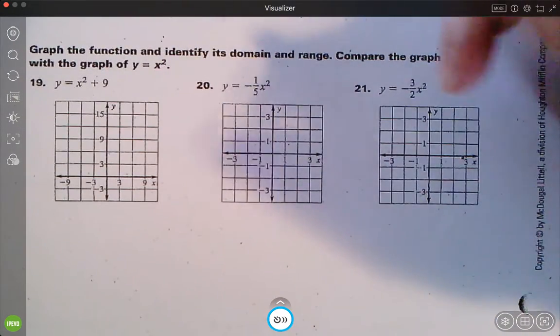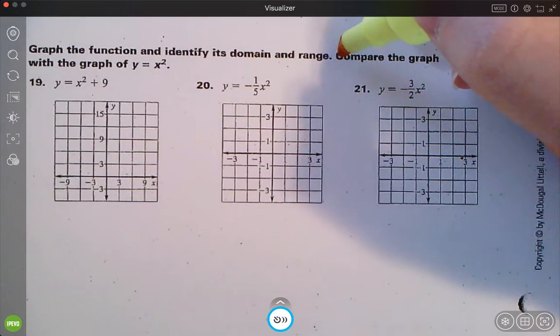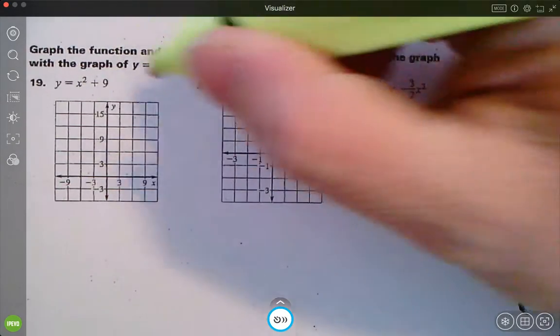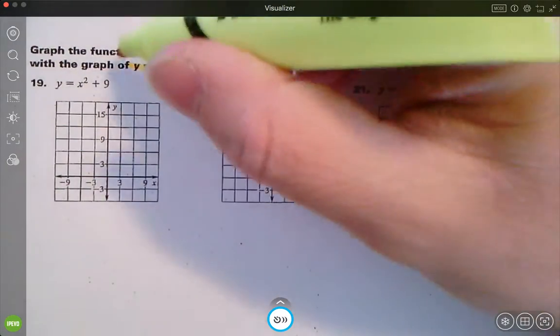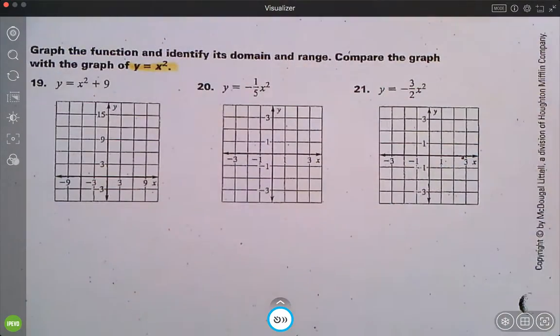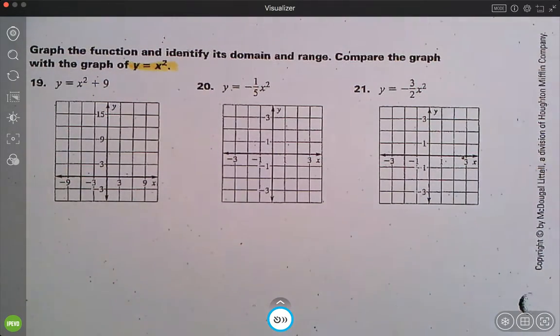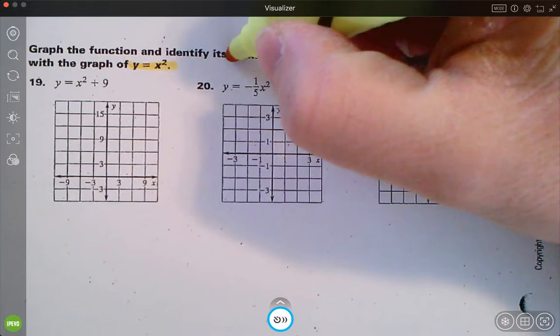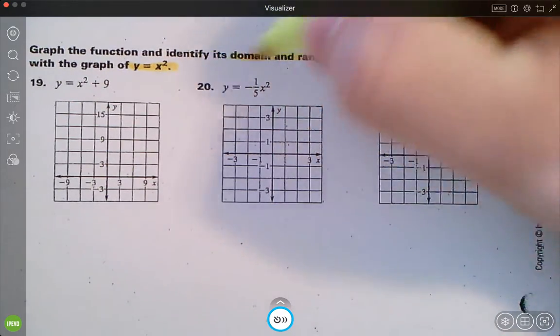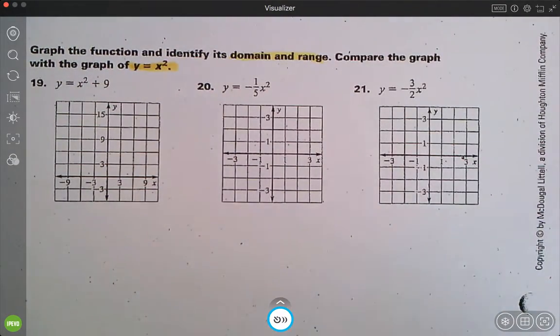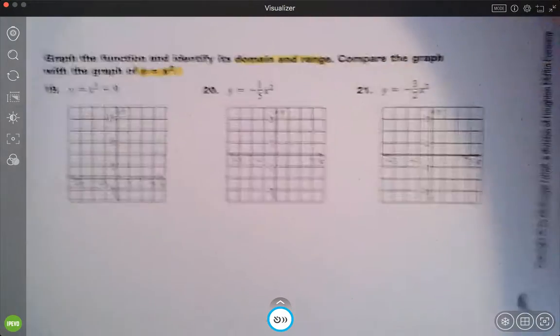So when you're finished, I definitely want you to compare it to y equals x squared. You don't actually have to graph y equals x squared, but if you can say at least one or two things about that comparison, that would be really good. And then if we have time, maybe we'll talk quickly about the domain and range. But chances are just a comparison will be good. So let's try one, number 20.